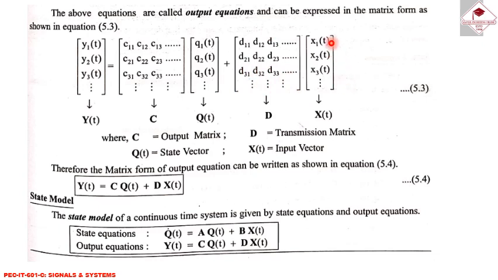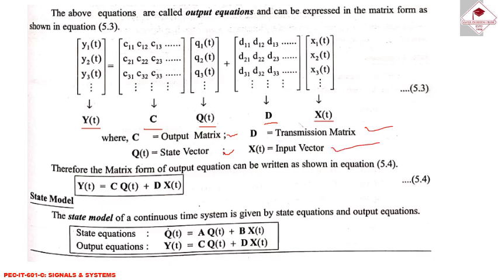And also x1t, x2t, x3t are formed in a matrix. In the same way, we are going to combine all the parts in a particular form. Suppose y(t), C is written as C, q is written as q(t), D is written as D, and x is written as x(t). Here C is the output matrix, q(t) is the state variable matrix, the state vector, D is the transmission matrix, and x(t) is the input vector.